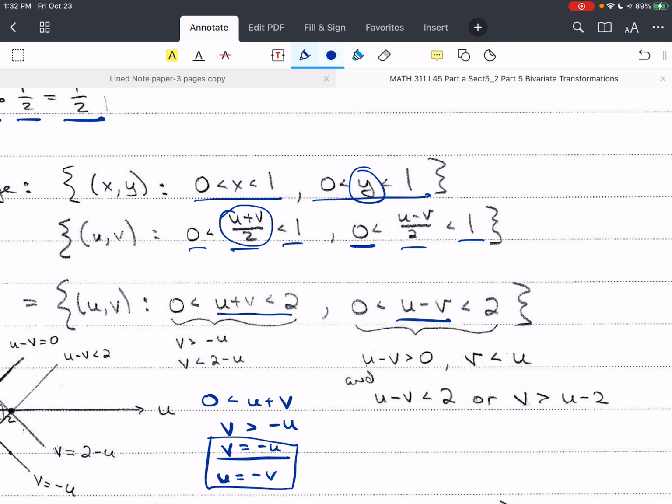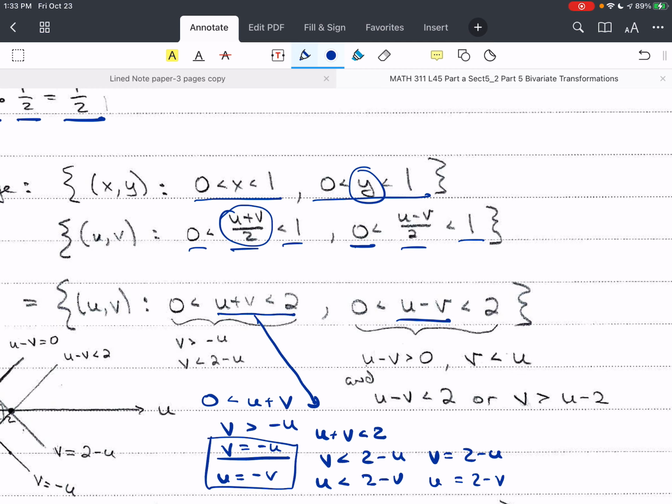And then I'm going to look at this portion of the inequality, and that's going to give me u plus v is less than 2. I can solve for v. v is less than 2 minus u. So the line would be v equals 2 minus u. And then I could also solve for u. So u would be less than 2 minus v. And here I would have the line u equals 2 minus v.